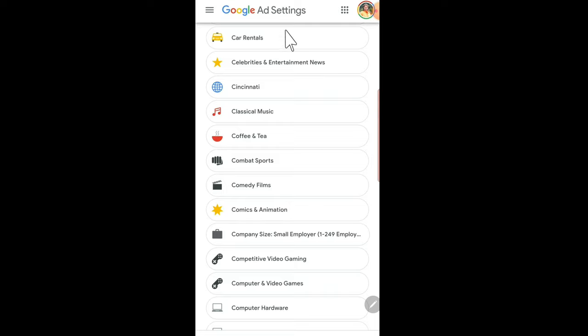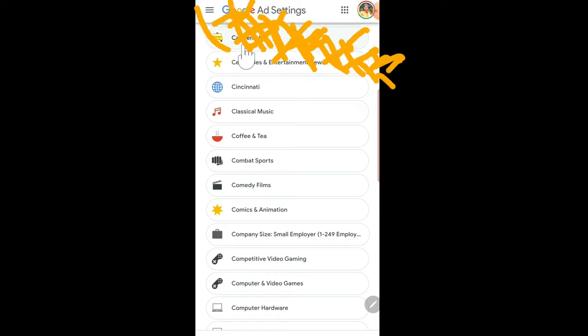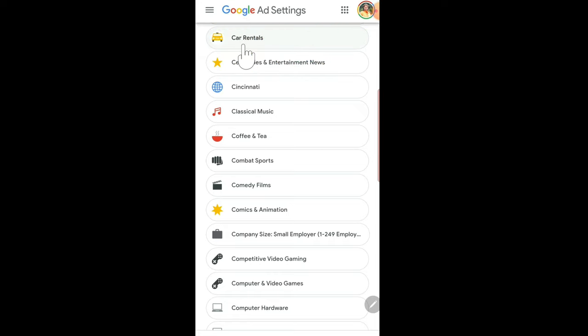Car rentals, right at the top. Makes no sense at all, because the last time I rented a car was probably 35 years ago. I never rent cars. I never look into renting cars. So I don't know why that is there. Celebrities and entertainment news, sure. Everybody's interested in that to a certain extent.